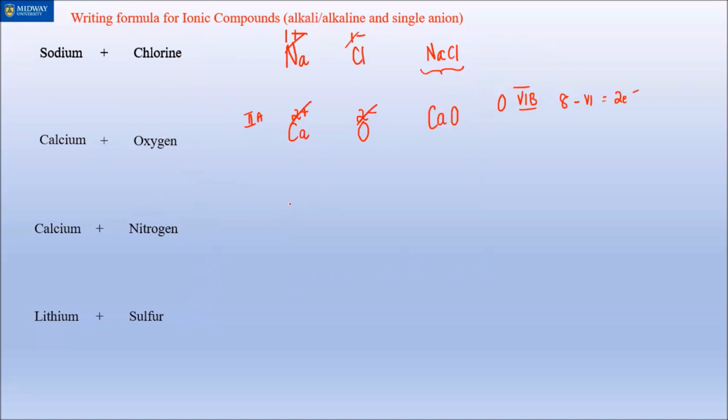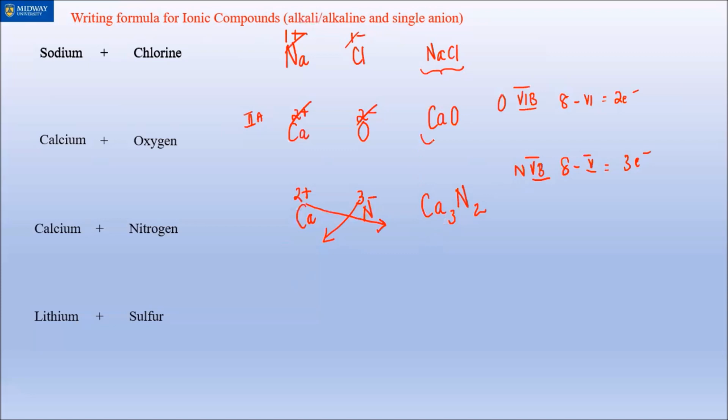Now let's combine calcium and nitrogen. Well, calcium is still 2A, so it's 2 plus. Nitrogen, I just mentioned in the previous video and videos before that, it's 5B, so 8 minus 5 is 3. So it's negative, but the number is 3. Now comes the case: how do we combine when the charges are inappropriate? All you do is you simply cross swap them, okay? Bring the 3 below the calcium and bring the 2 below the nitrogen. And there you go.